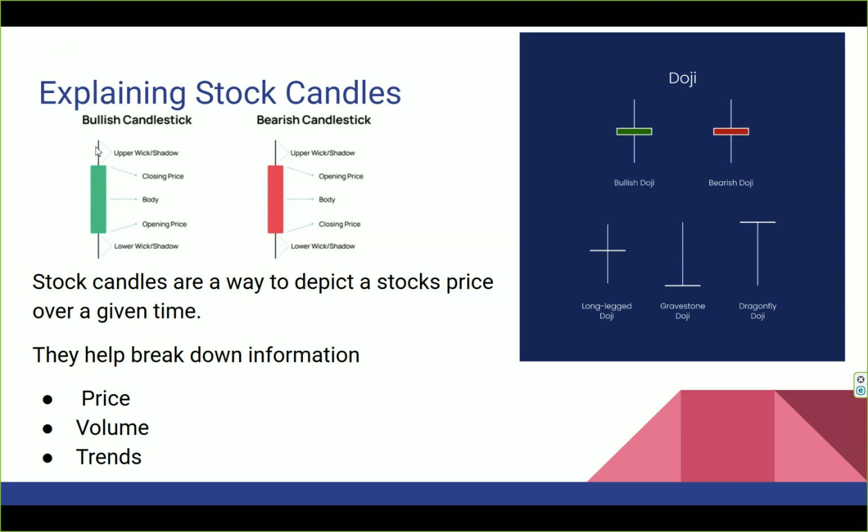And a candlestick is the upper wick, the shadow, the closing price, the opening price, the body, and the lower wick. And stock candles are a way to depict the stock's price. It shows resistance. It shows that the price at one point was here, but buyers became bearish at that point, and sellers won and brought the price down more, yet buyers wouldn't let it drop from the closing price.